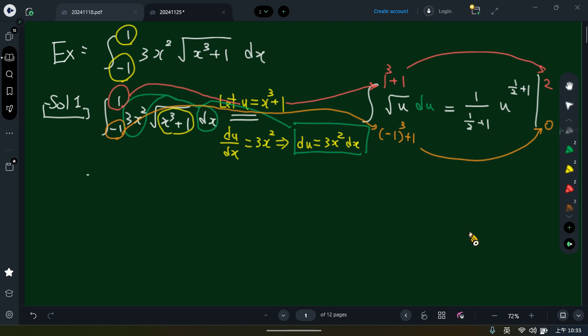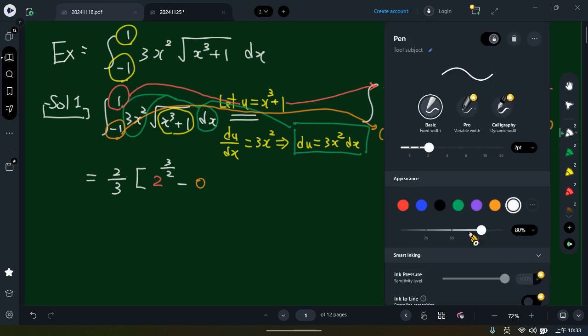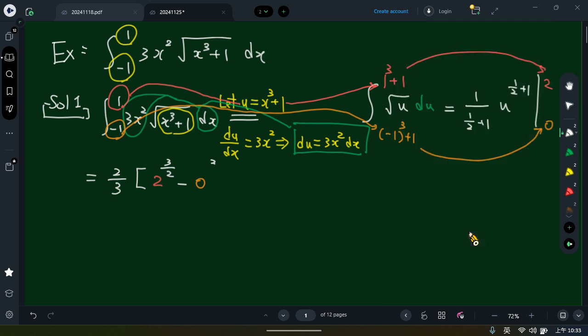So with this, then you can continue to calculate. That will be 2/3 times 2 to the power of 3/2 minus 0 to the power of 3/2.